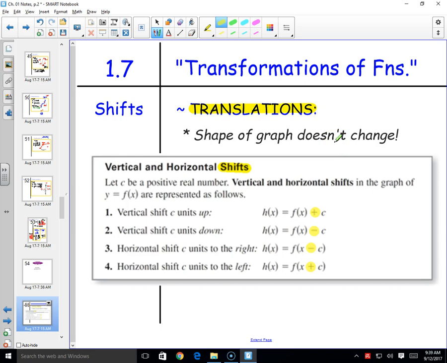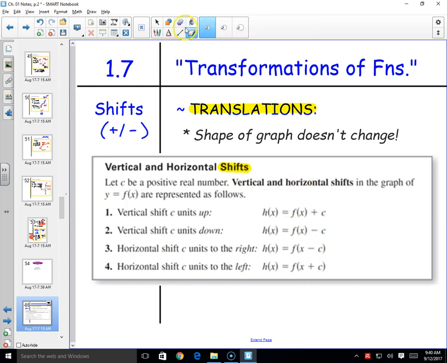Long story short, the shape doesn't change. You're not stretching, you're not compressing. All you're doing is just moving what's already there to a different location. So adding and subtracting, first of all, I'm going to show you that right here. You're just adding and subtracting. It's going to be a shift. Now I'm going to go ahead and take away all of those highlights because that gets a little confusing.